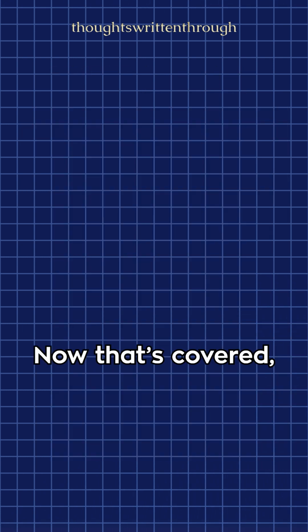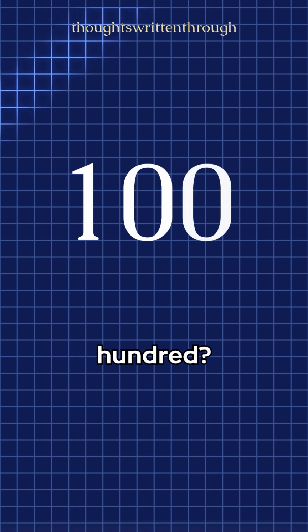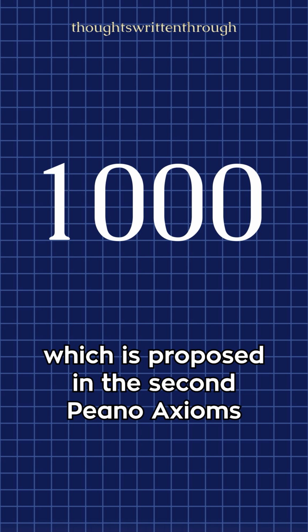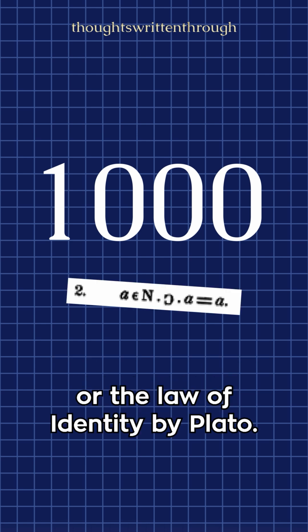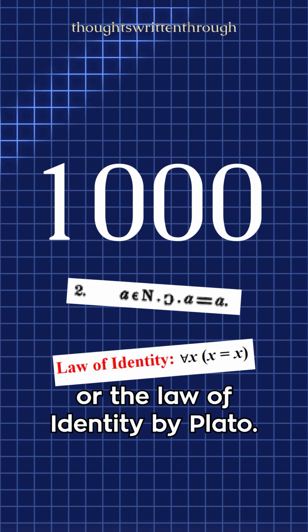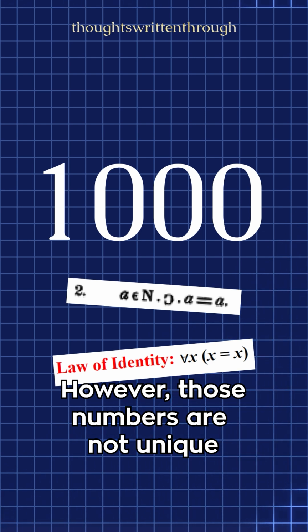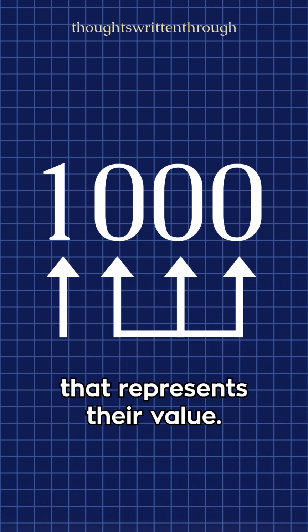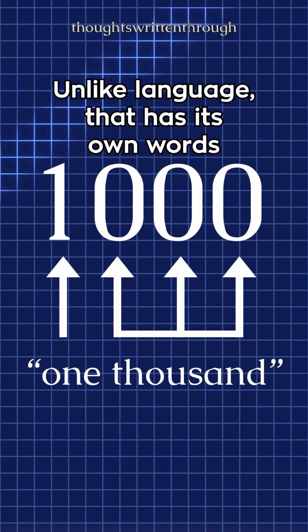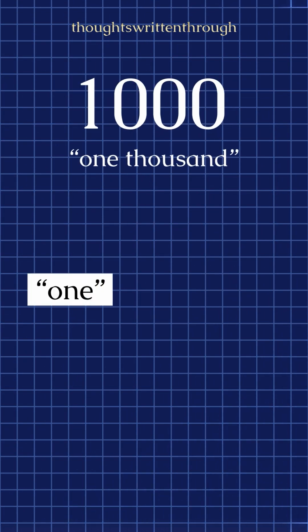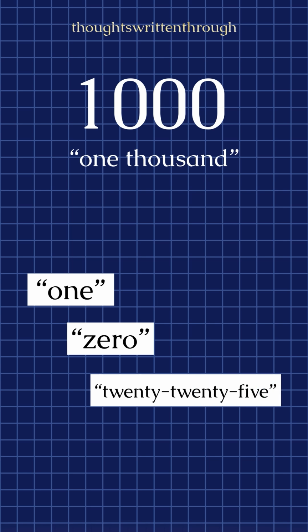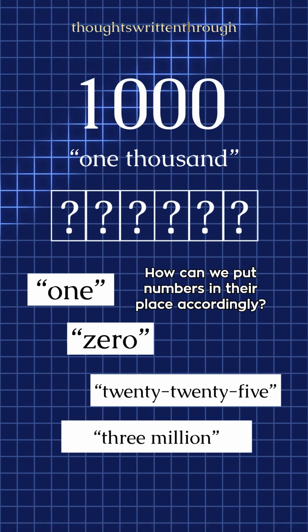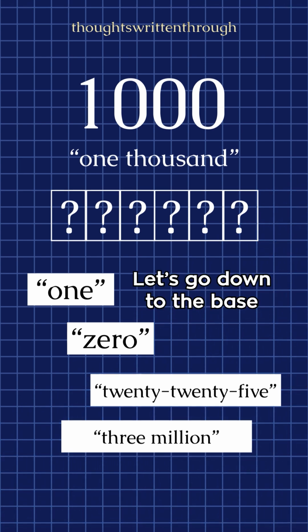Now that's covered, let's talk about 10, 100, 1000. They are unique as an identity, which is proposed in the second Peano axiom, or the law of identity by Plato. However, those numbers are not unique because we use multiple unique symbols that represent their value, unlike language that has its own words for all the numbers. 1 and 0, 2025, 3 million. How can we put numbers in their place accordingly? Let's go down to the base.